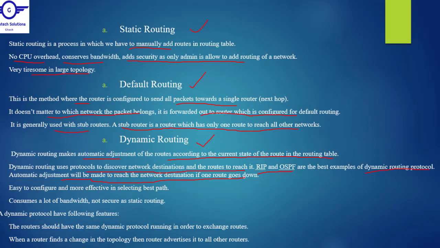For the case of static, when the route is down, that's the end of the network. It can compromise the entire network. Okay, so advantages: it's easy to configure and more effective in selecting the best path.